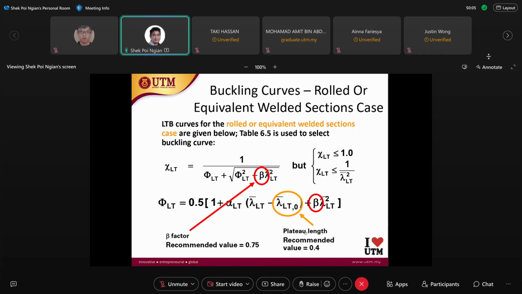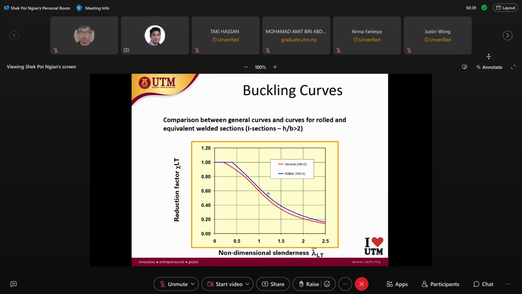So this lambda LT naught bar is suggested by the code as 0.4. Okay, not 0.2. Then we have beta again in the formula. So if you are using this method, this rolled or equivalent welded section case, you have to consider beta. You have to consider lambda LT naught bar. Okay, so that's the difference between the two methods.